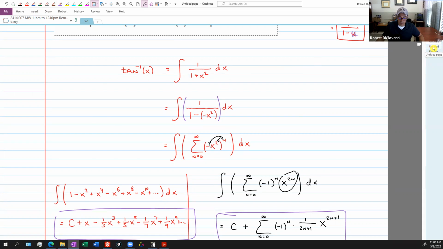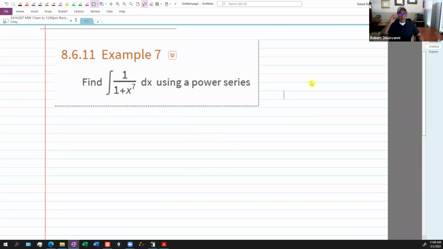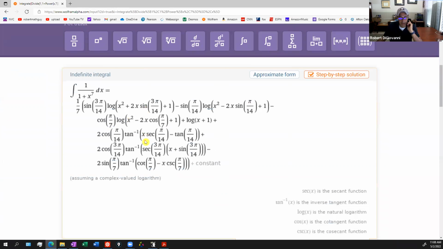Okay, next example. We want to find the antiderivative of 1 over 1 plus x to the 7th power using a power series. So what this example illustrates for the first time is how you can take the antiderivative of something that would be very hard to do by hand with power series. Before class, I went to Wolfram Alpha and asked it to find the antiderivative of this. Okay, so here it is. The antiderivative of 1 over 1 plus x to the 7th dx is this.